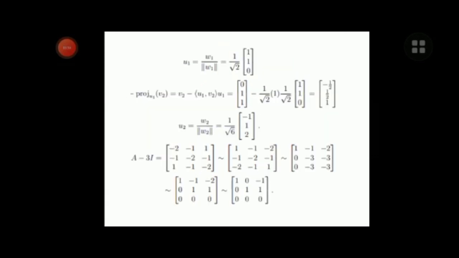U1 equals W1 divided by the norm of W1, which equals (1 by root 2, 1 by root 2, 0).